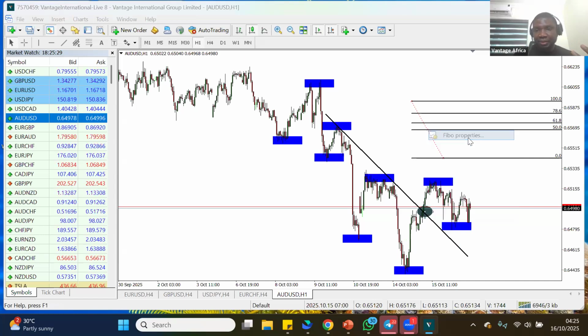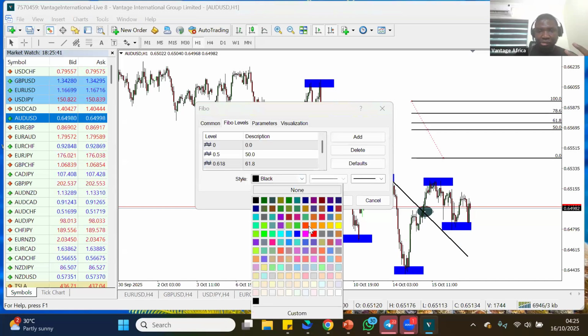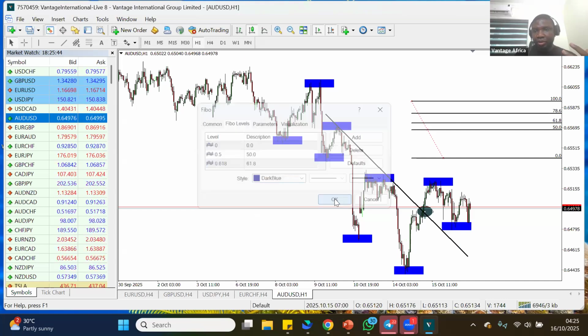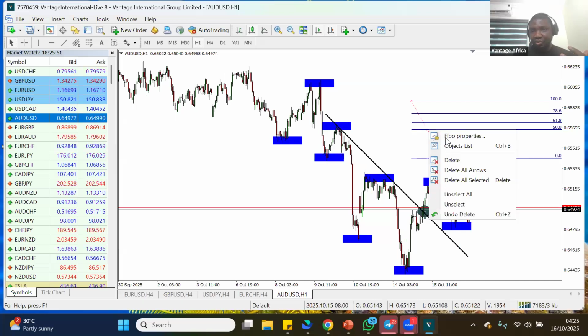The way you do that is by making sure this line is highlighted. You go to Fib properties, then you see these lines here. This is black. You can change this color, let's say to deep blue. I click OK, so the lines have turned blue. It's not very clear, but you can see the words there, 50, 61, they are now blue.